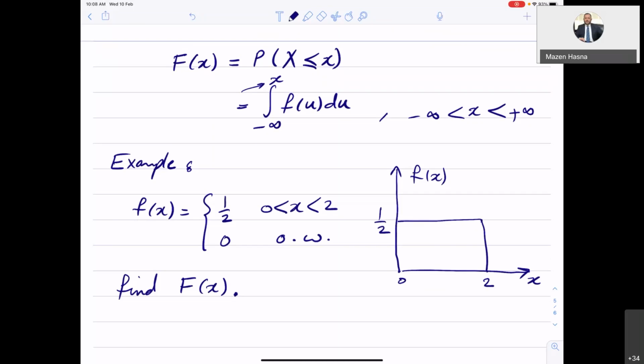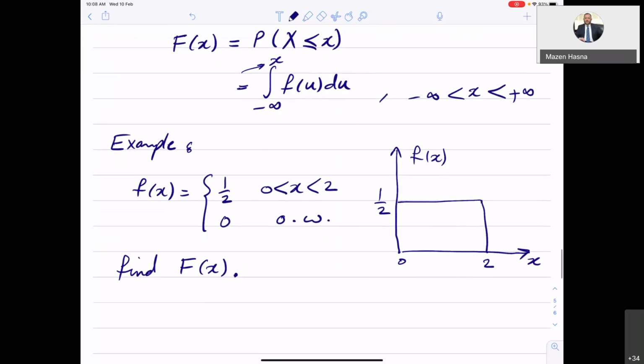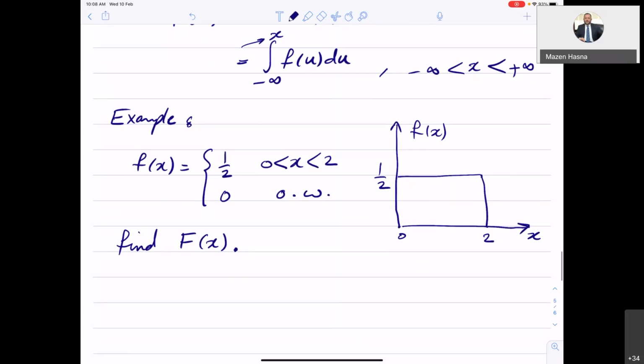Let's just apply the rule. F of 3 is the probability that x is less than or equal to 3, and you count all probabilities up to 3. So if 3 is larger than the range that you are given, then the probability is 1. If 3 is less than the range of the random variable, then it's 0. So just use the definition. Always use the definition of what I'm asking for. So let's use the definition.